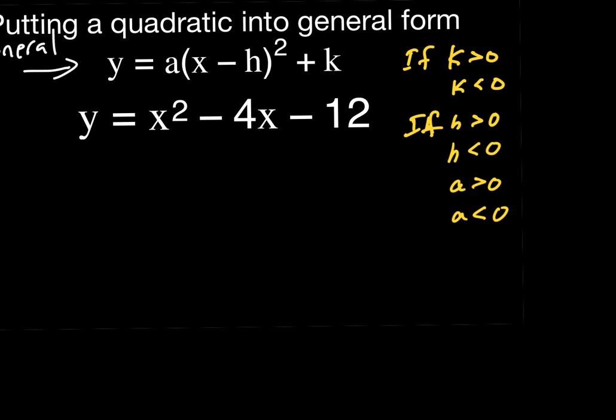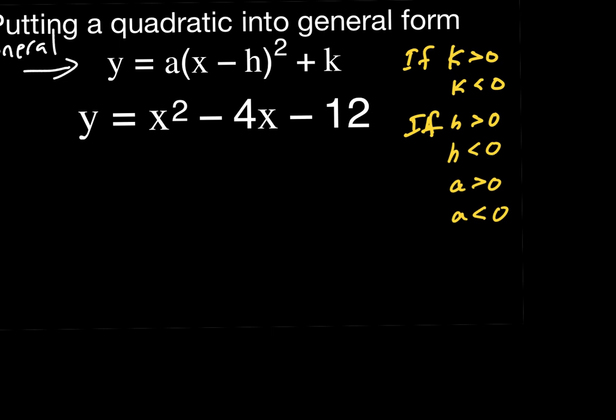Here's the one that gets kind of tricky. If H is greater than 0, so it's X minus a positive number, how does that shift my graph? So it's going to be like X minus 2. That shifted my graph to the right 2. So if H is positive, it shifts to the right. If H is negative, X minus a negative 2, well, minus a negative would be plus a positive. So if H is less than 0, it's shifting to the left.